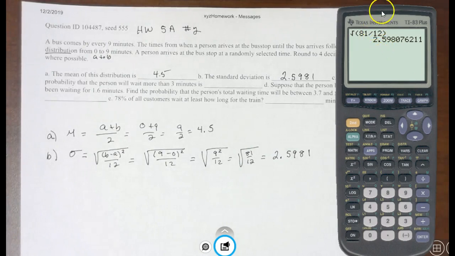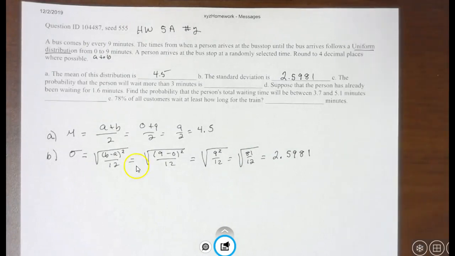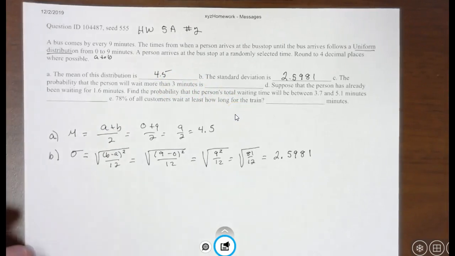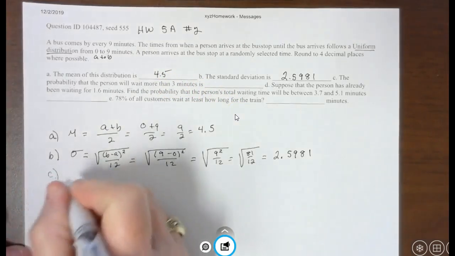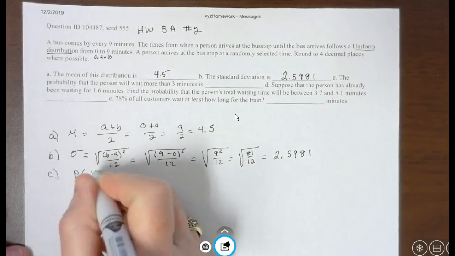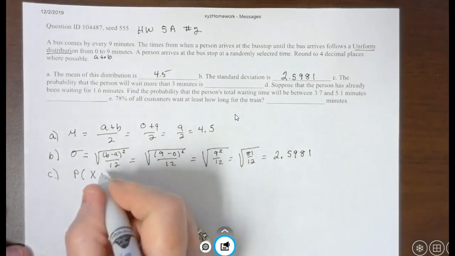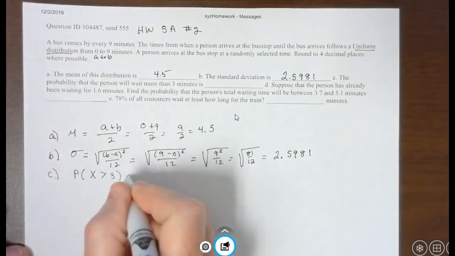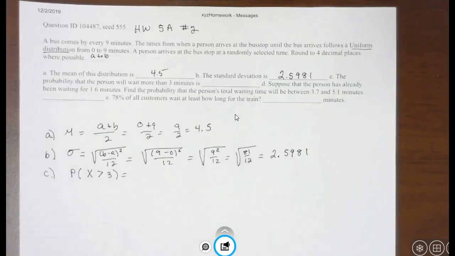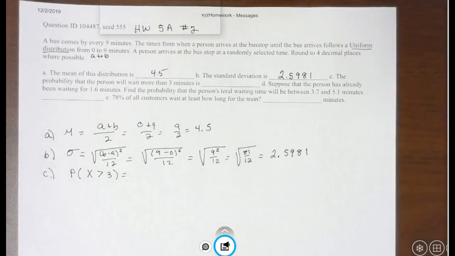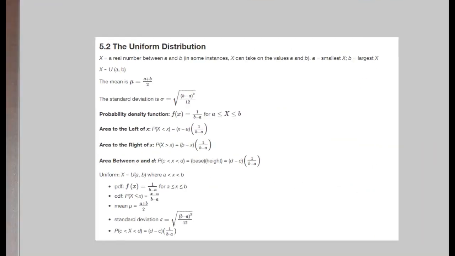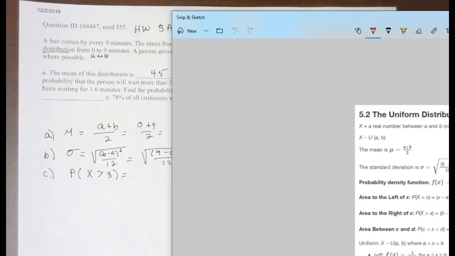Okay, so now we're going to get to the probability questions. The probability that a person will wait more than 3 minutes is. So we're looking for the probability. Let me write down C. The probability that their wait time is more than 3 minutes. Okay, so again, we can go back to, well, maybe if I can bring it over here.